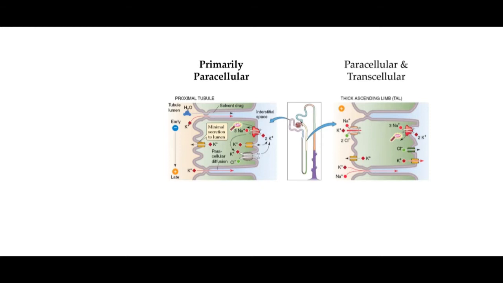But we also have paracellular movement, which will happen not only for potassium, but also for sodium. Why is that occurring? Because of the voltage, right? So we still have that positive luminal voltage, which will tend to draw the cations paracellularly through those tight junctions. Okay?